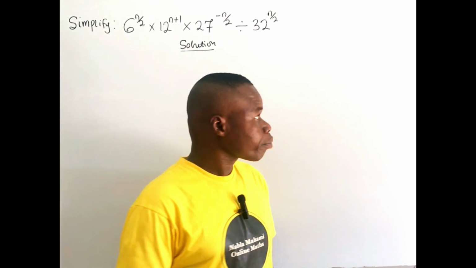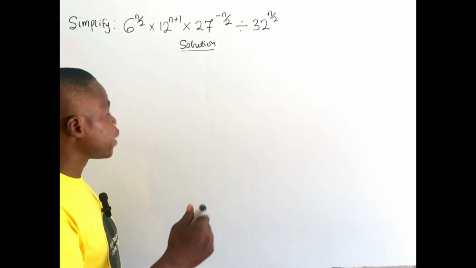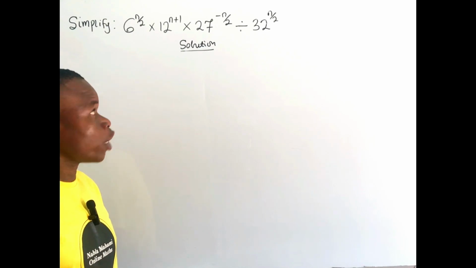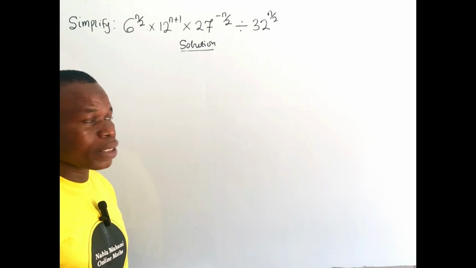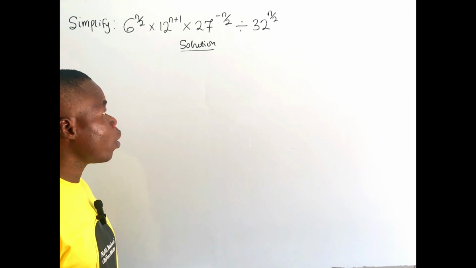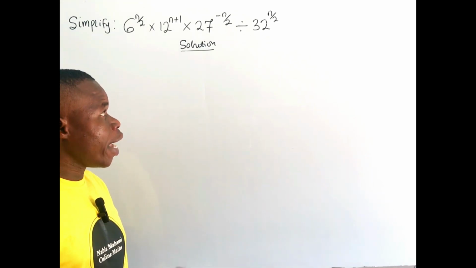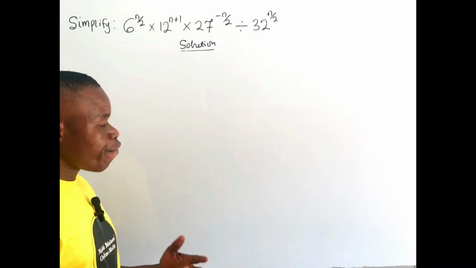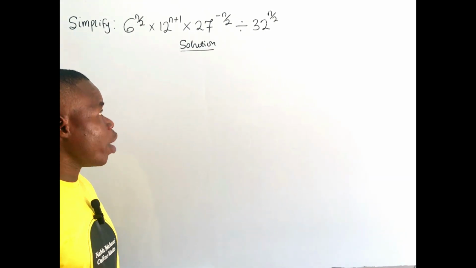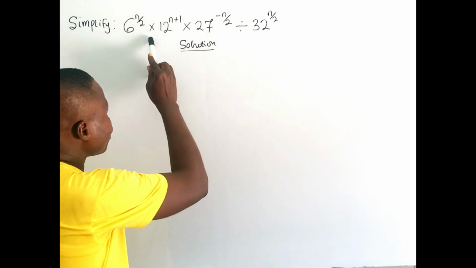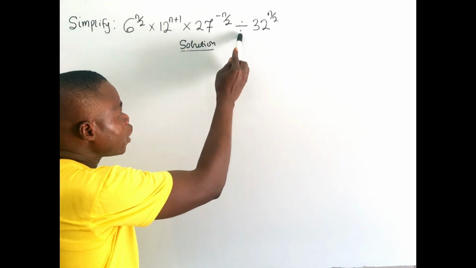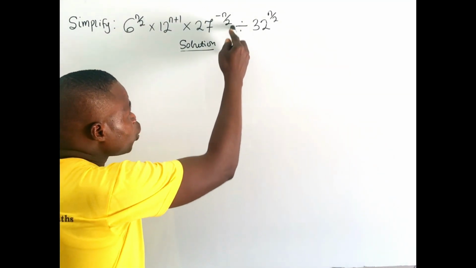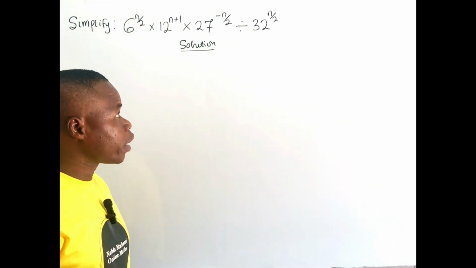And the question says, simplify 6 exponent n over 2 times 12 exponent n plus 1 times 27 exponent minus n over 2 divided by 32 exponent n over 2. To simplify this expression, first check out for the operator signs. And you can see that here I have multiplication sign, here too multiplication, but this place is division sign.